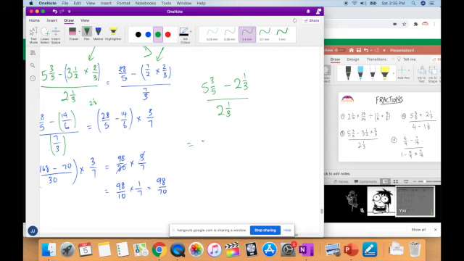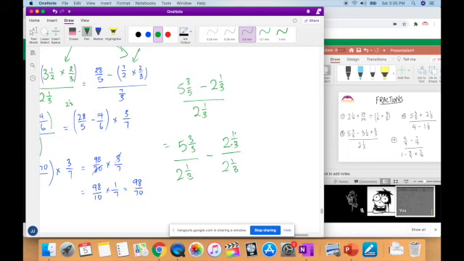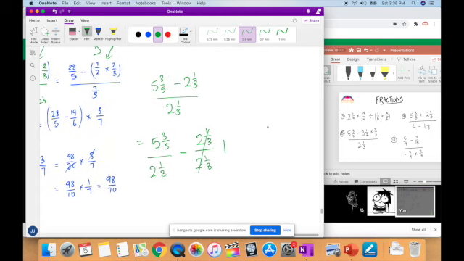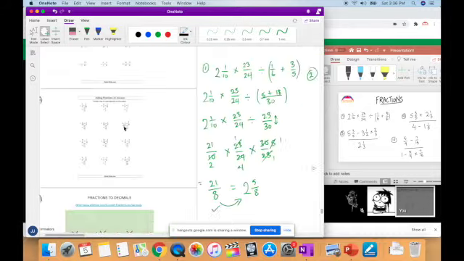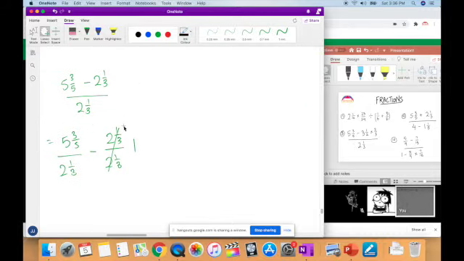But really and truly, it would have been 5 and 3 over 5 divided by 2 1/3, minus 2 1/3 divided by 2 1/3, eh? Right. Now this would have cancelled to give you 1. So therefore you would have ended up with this. Now let me create some space here. Yeah. So now you would have ended up with 5 and 3 over 5 divided by 2 1/3 minus 1.